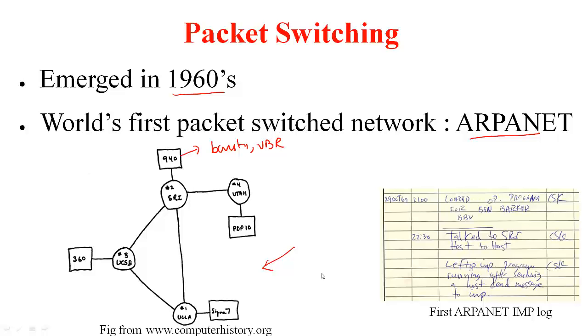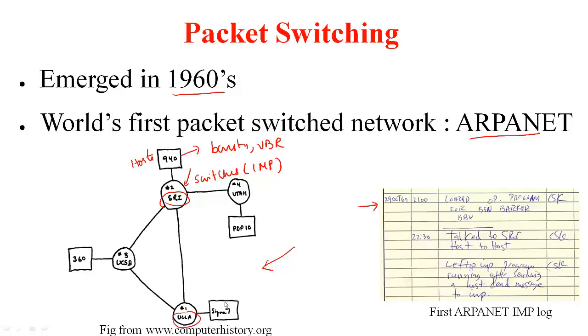So these were the machines, these are the hosts, and these were the switches. At that time, these were called IMPs, interface message processors. So the goal of the switch was to take packets from this host and direct it to the other switch based on who the destination is. So here is the first link that established communication between SRI, the Stanford Research Institute, and UCLA, University of California, Los Angeles.